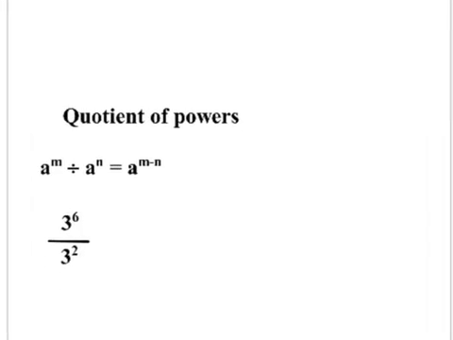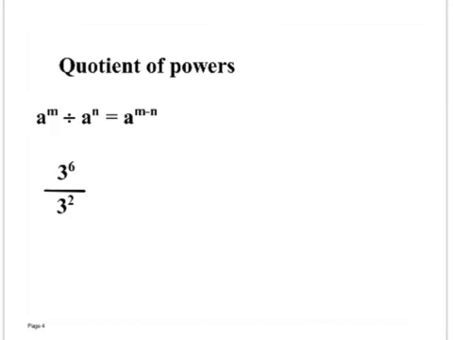Alright, write this down. This is quotient of powers. We did product of powers where we multiplied bases and added exponents. What do you think we're going to do when we're dividing bases? We're subtracting. It's the opposite. A to the m power divided by a to the n power. We're dividing bases, so we subtract exponents. So we get a to the m minus n power.